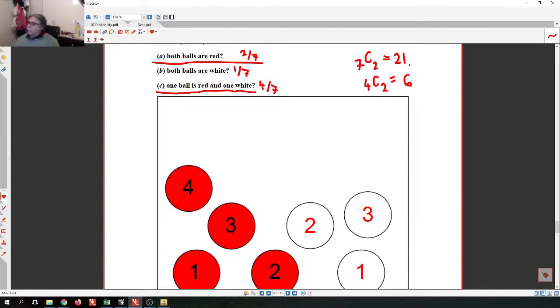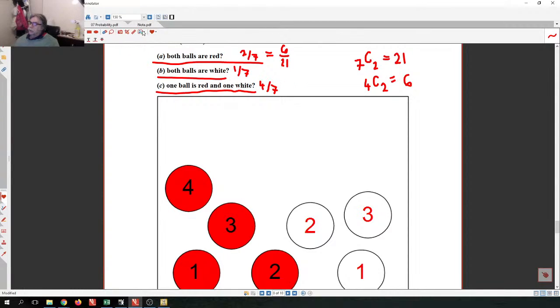So there are 21 different ways you can get 2 balls. 6 of those ways are 2 red balls. So it's 6 divided by 21. So 6 divided by 21 is 2 out of 7, because you can reduce these up and down. You can divide by 3. If you divide 6 by 3, you get 2. If you divide 21 by 3, you get 7. Okay, that's how. You can also calculate 2 balls white.